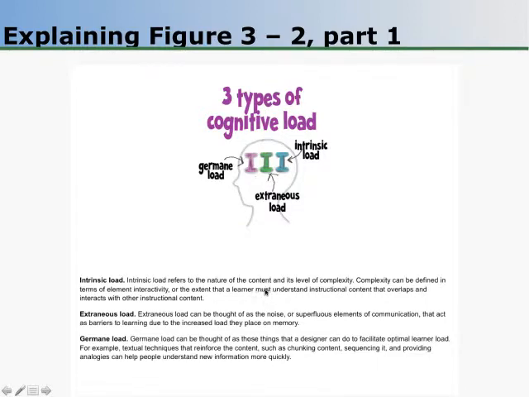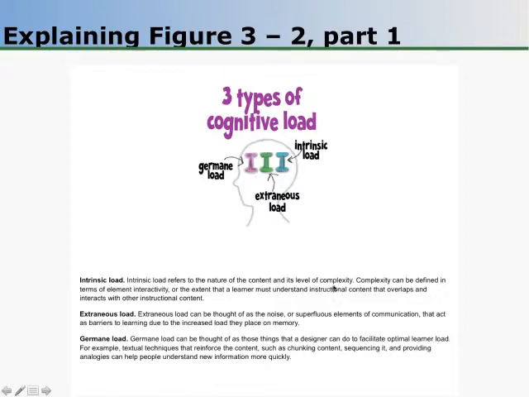Cognitive load explains the weight of information in memory, and intrinsic load refers to the nature of the content and its level of complexity. Extraneous load can be thought of as the type of noise or superfluous elements in the communication that act as barriers to learning. Germane load can be thought of as those things that a designer does to facilitate optimal learner load.